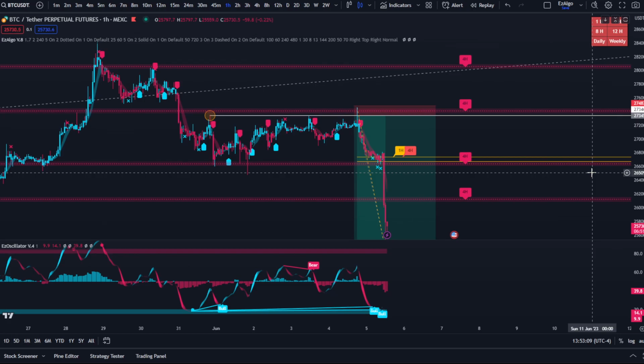Like I said, this is one of my favorite strategies and is definitely one of the most profitable.